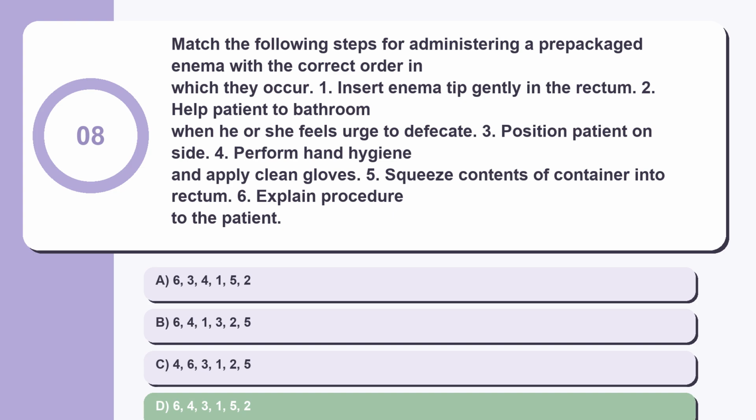D. 6. Explain procedure to the patient. 4. Perform hand hygiene and apply clean gloves. 3. Position patient on side. 1. Insert enema tip gently in the rectum. 5. Squeeze contents of container into rectum. 2. Help patient to bathroom when he or she feels urge to defecate.